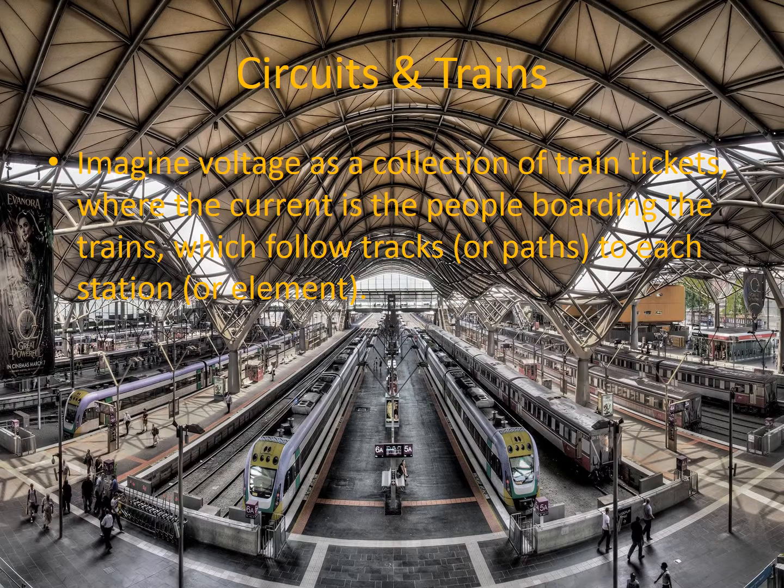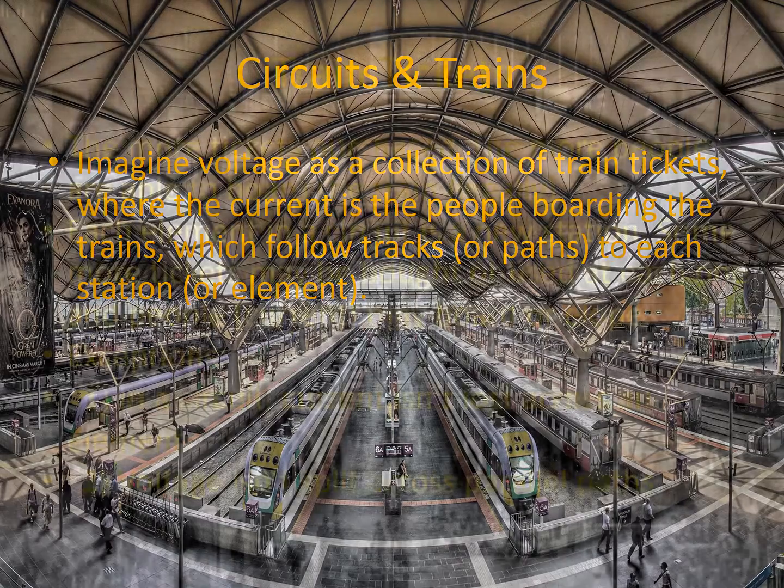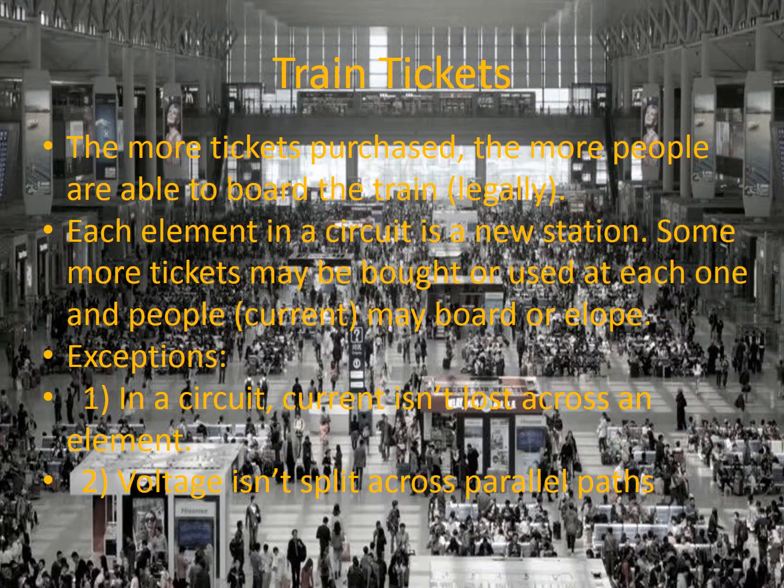So, we can visualize the circuit as a transport railway network, where the voltage represents a train ticket for the passengers, in this case a current, to each station, which are the elements in the circuit. No one can board the train without a ticket, legally that is, and the more tickets we have, the more people can board. At each station, we can buy tickets, or increase the voltage in real terms, or use them, or decrease the voltage.